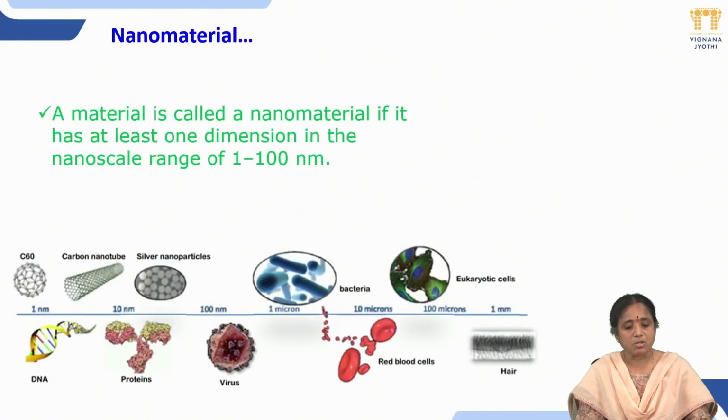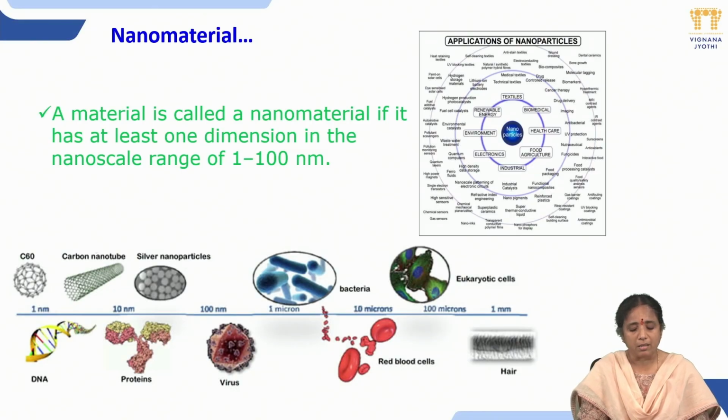Now coming to the next one, what is a nanomaterial? A material is termed as a nanomaterial if it has at least one dimension in the nanoscale range, 1 to 100 nanometers. For example, you can see here I have presented different pictures where the 1 nanometer range is in the DNA. Human DNA is in the range of nanoscale.